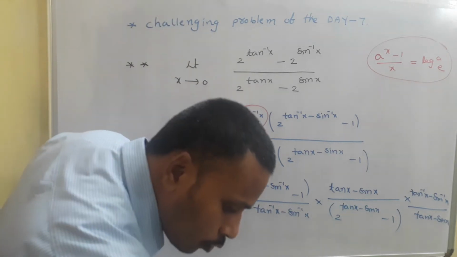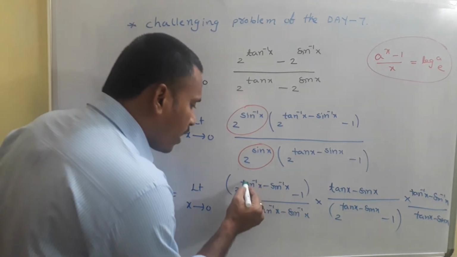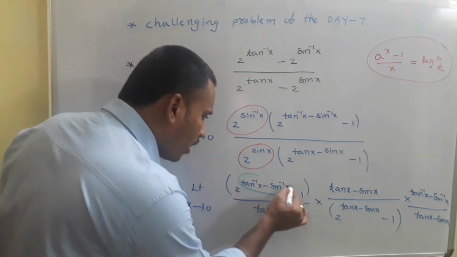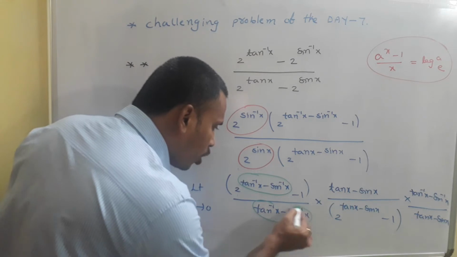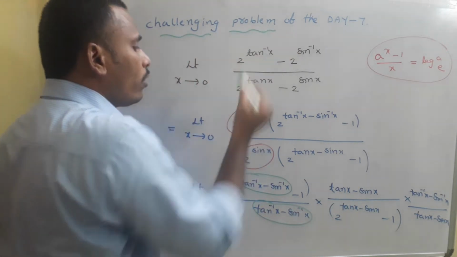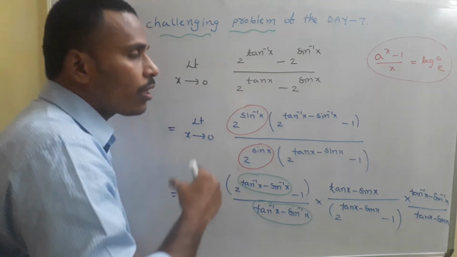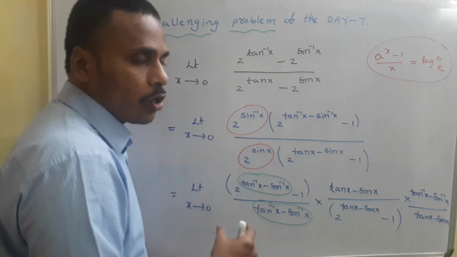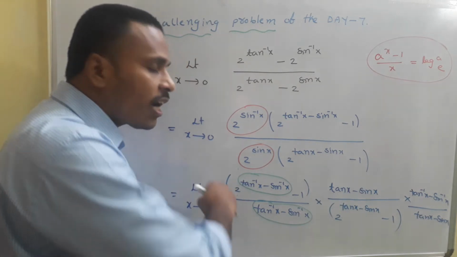When you observe, if you treat this tan inverse x minus sin inverse x as some quantity, the same quantity is there in the denominator. As I mentioned, it is a challenging problem. To solve this, it needs all your knowledge and skill related to limits. So you need to pay attention and you need to learn it.